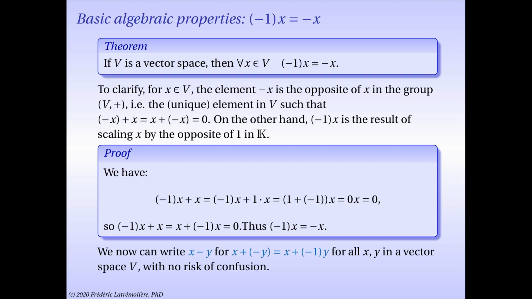Now, I feel a little less guilty to introduce a notation for the difference of two vectors. x minus y for vectors x and y in a vector space will mean, well, your choice, x plus the opposite of y. That would be the natural definition. But it's also meant for x plus minus 1 times y. There is no ambiguity anymore because, in fact, we have just shown that minus y is equal to minus 1 times y, and therefore these two quantities are the same. So now there is no risk of confusion, and we can happily talk about differences.